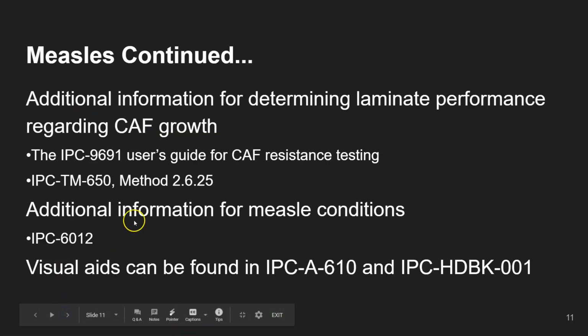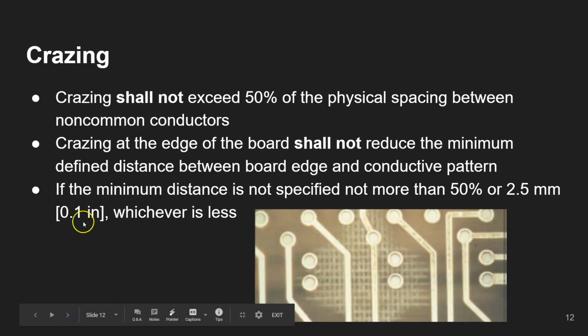Now moving on to the next slide, here the measles topic is continued. For additional information for determining laminate performance regarding CAF growth, you can refer to these IPC standards, the IPC 9691 user guide and IPC TM 650. For additional information on the measles condition, you can refer to this IPC book, IPC 6012.